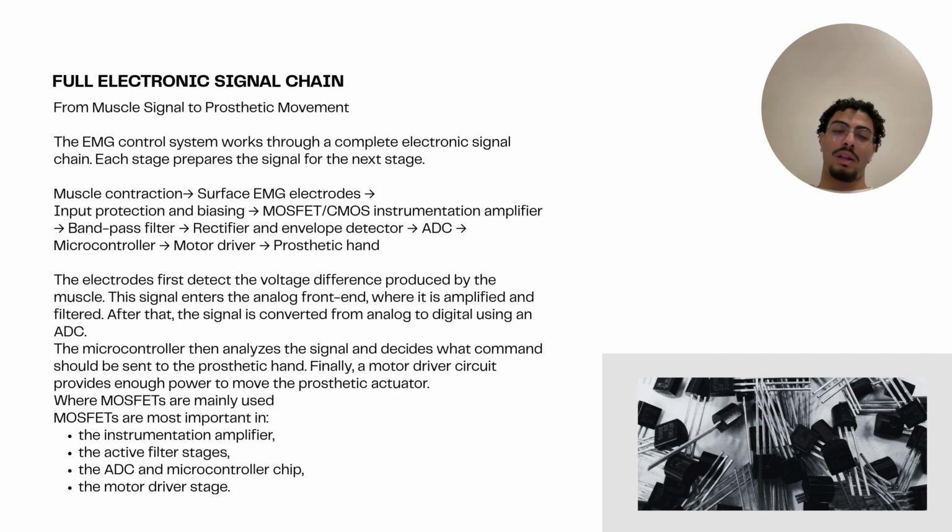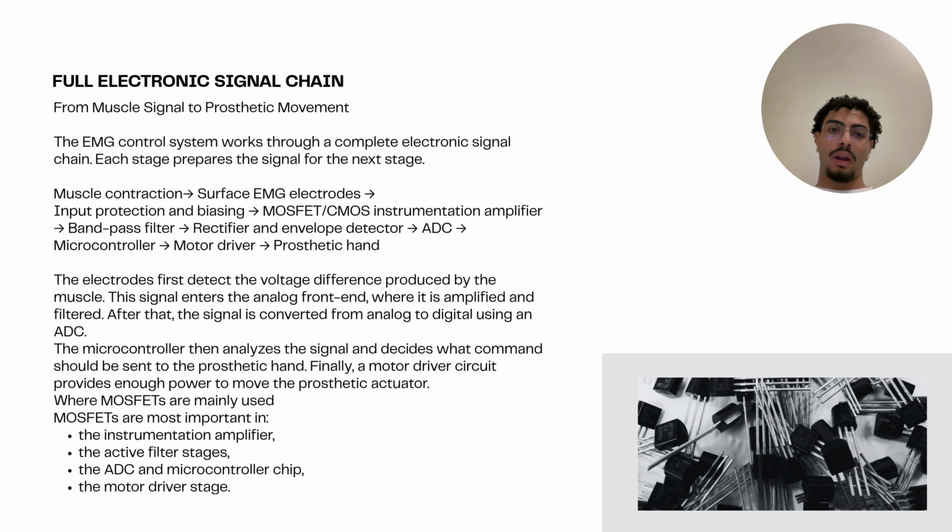After that, the signal enters the MOSFET or CMOS instrumentation amplifier. This is one of the most important stages because it amplifies the weak voltage difference between the electrodes. Then the signal passes through a bandpass filter. The purpose of this filter is to keep the useful EMG frequency range while reducing unwanted low frequency and high frequency noise. After the filtering, the signal goes through rectification and envelope detection. This helps convert the EMG waveform into a smoother signal that represents the overall muscle activation level.